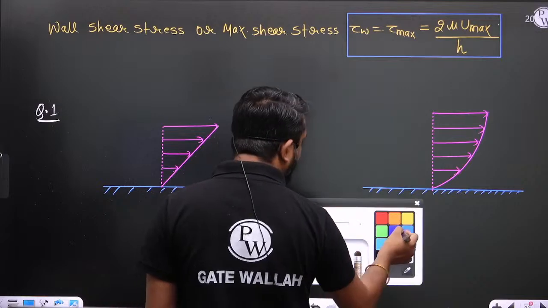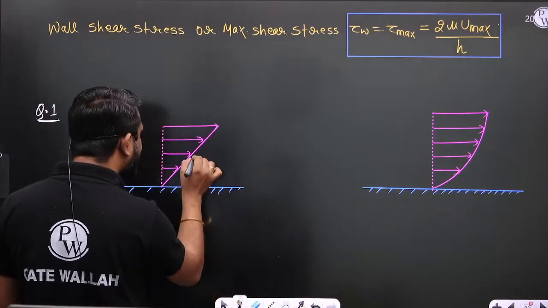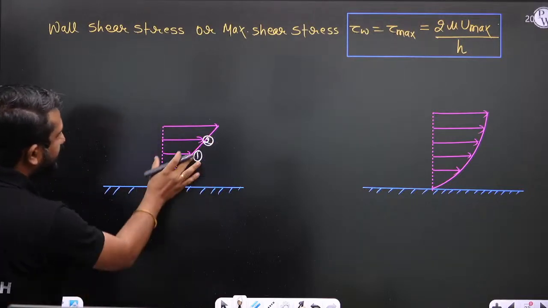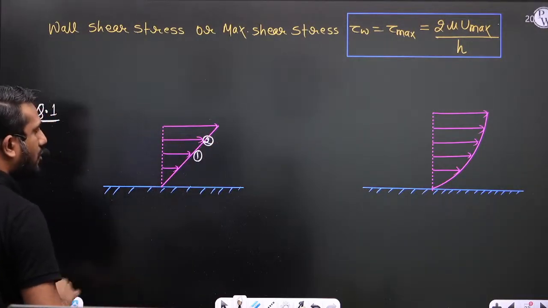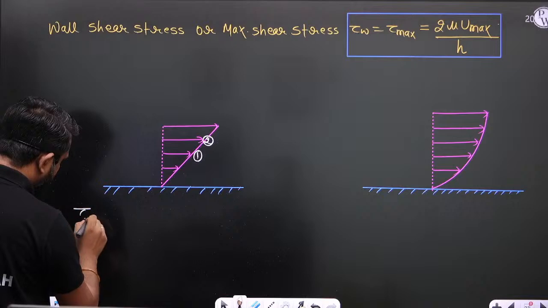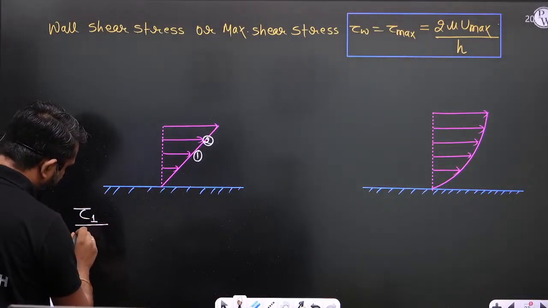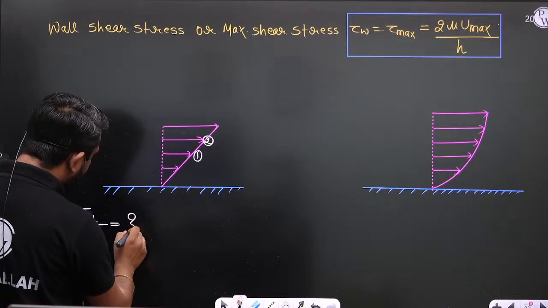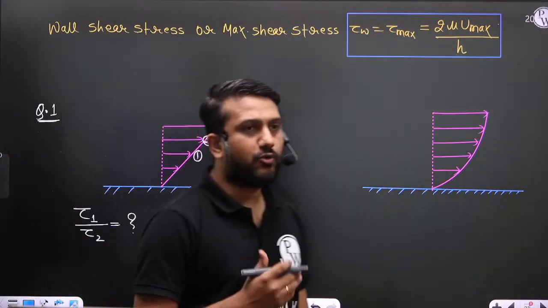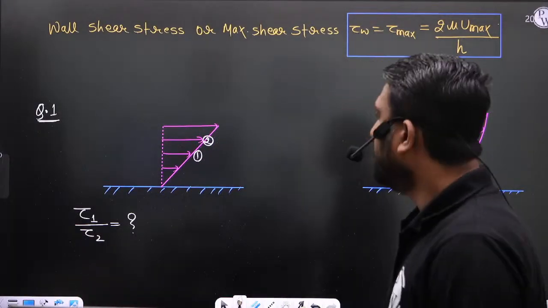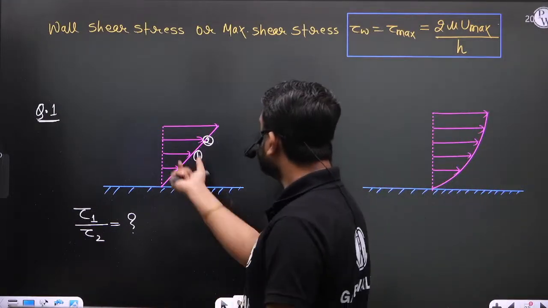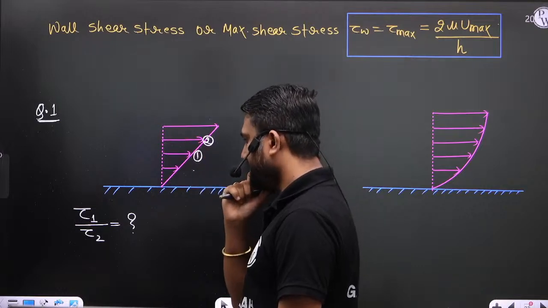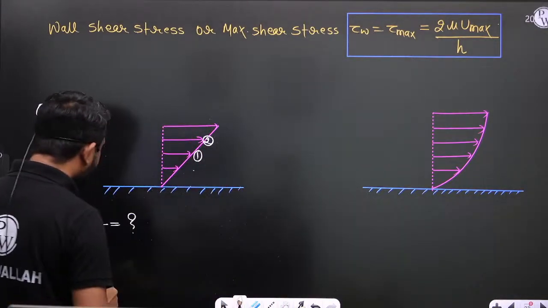Okay, now let us consider this is layer number 1 and this is layer number 2. So what is my question? My question is, what is the ratio of tau 1 by tau 2? Tau 1 is the shear stress experienced by this layer, and tau 2 is the shear stress experienced by this layer.